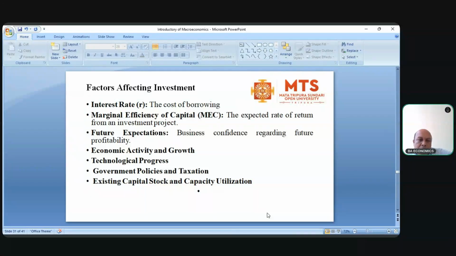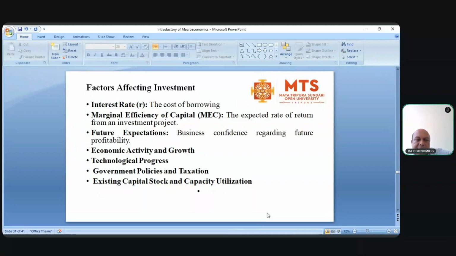Economic activity and growth. As previously, when economic activity and growth, national income, and GDP all increase, then investment level also will increase. And when economic activity and growth go downward, then investment also will go downward. Technological progress. When technological progress increases, then investment also will increase. And when technological progress does not happen, then investment will decline.